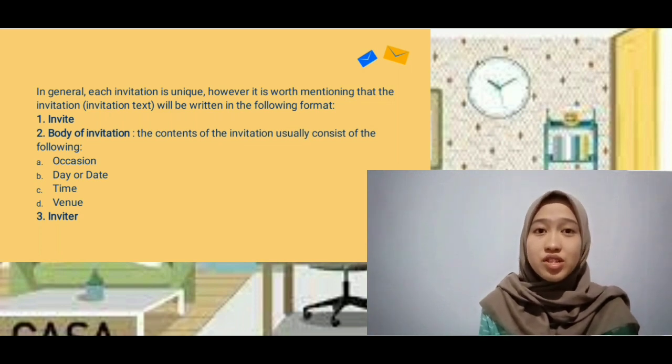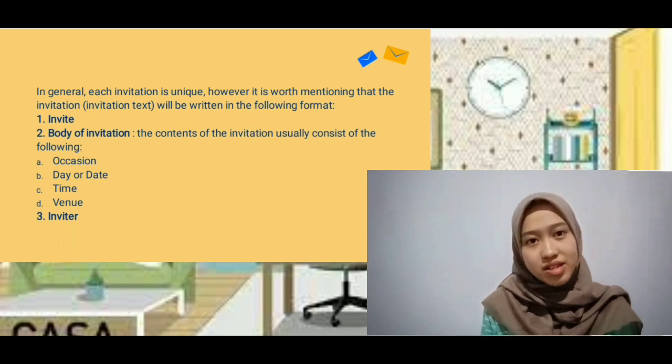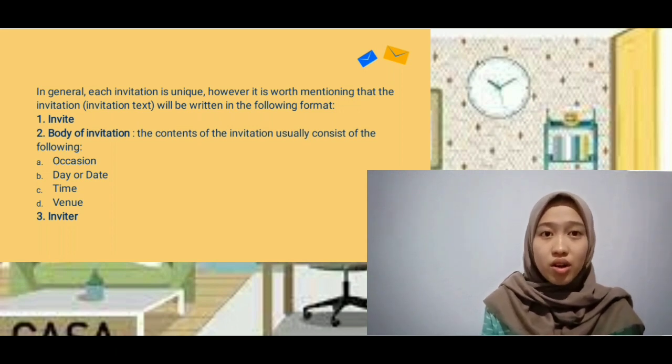And then the last invitation format is inviter. On the topic of inviter, the meaning is about who invites or the host who owns the event.